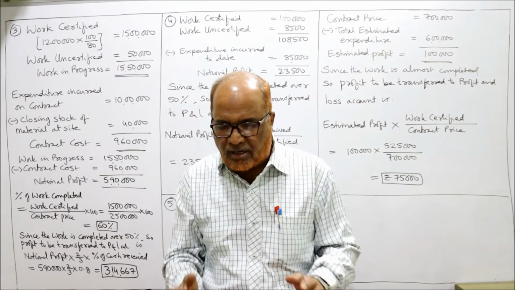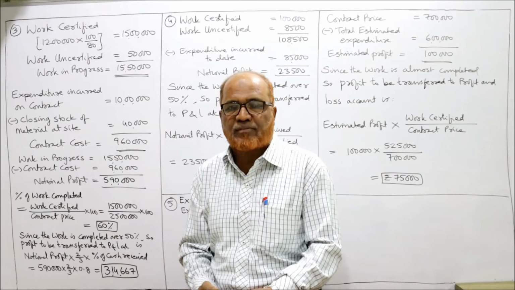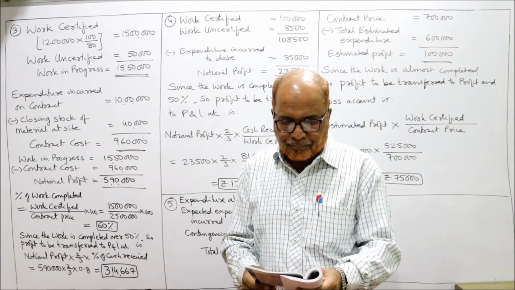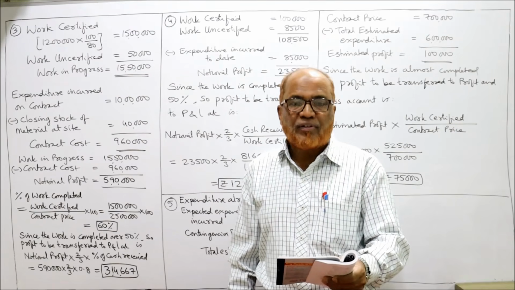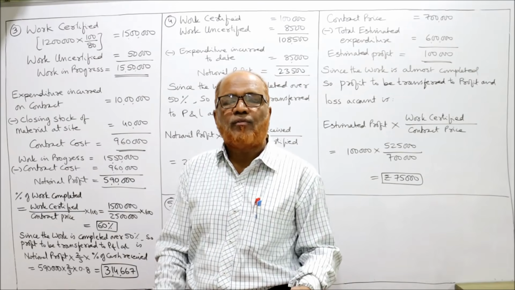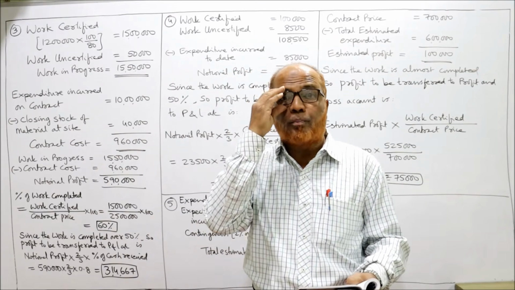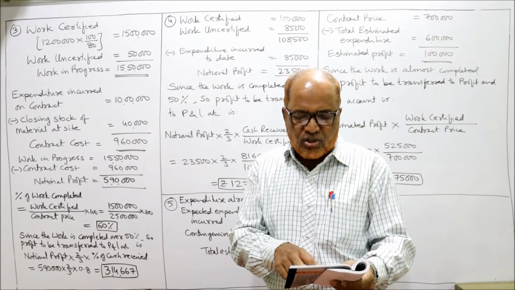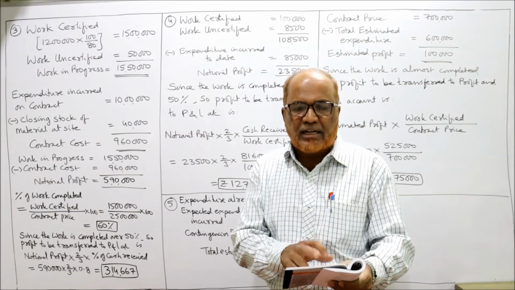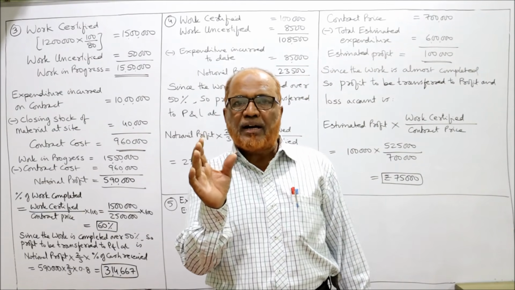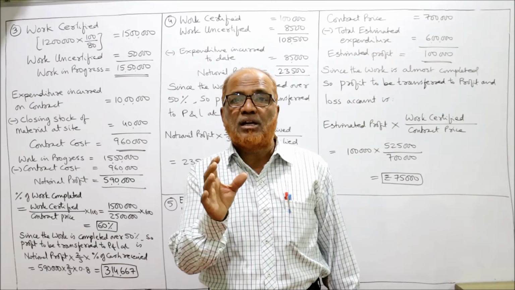Hope that you have the hard copy of the problems from the link which I have given in the description. Now I am reading out the third problem. See carefully. Calculate the amount of profit transferable to P&L account from the following particulars. Again, we have to find out how much profit to be transferred to profit and loss account. Contract price 25 lakhs. Cash received from contractee being 80% of work certified is 12 lakh. Work certified is not given, but we need work certified.